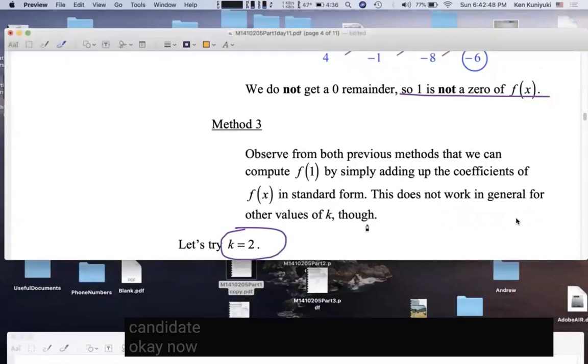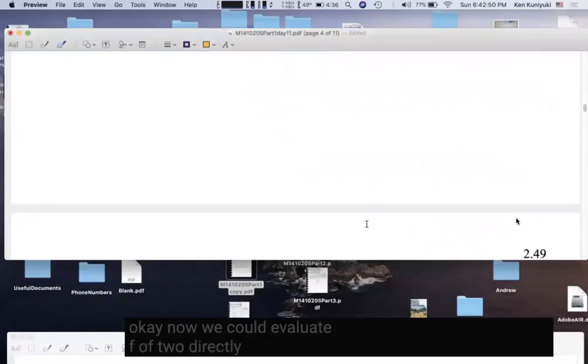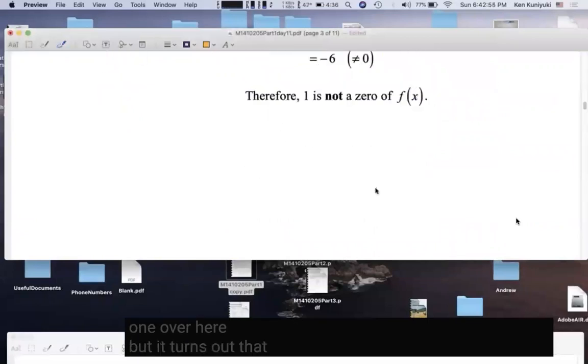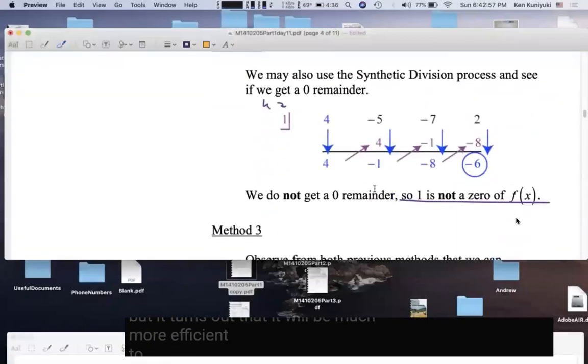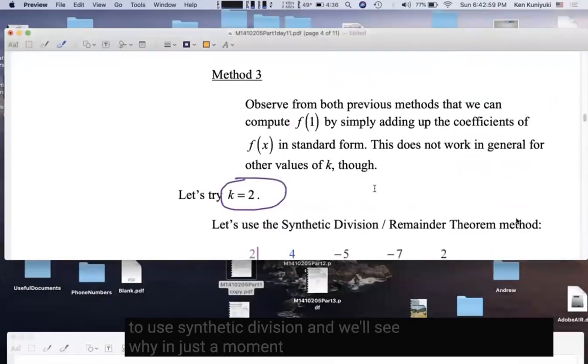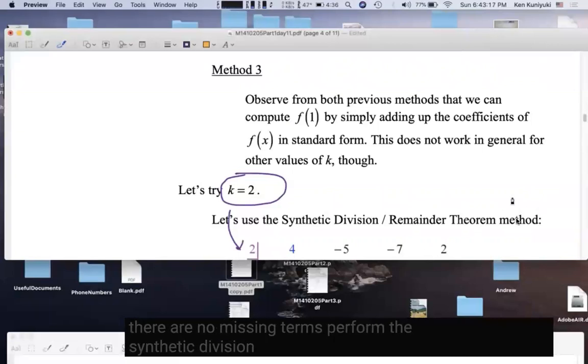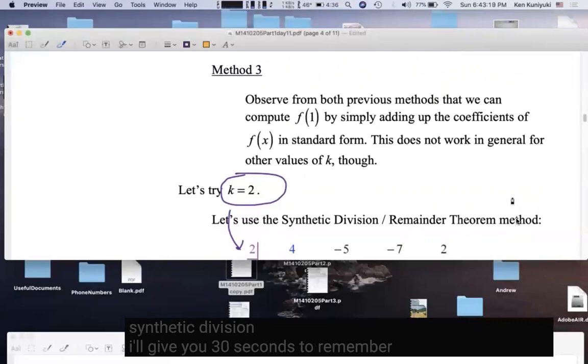Now we could evaluate f of 2 directly, like we did for f of 1 over here, but it turns out that it will be much more efficient to use synthetic division, and we'll see why in just a moment. In fact, we've done this before, but here we have 2 in the dunk tank. That's our value for k. Here are the coefficients based on descending powers. There were no missing terms. Perform the synthetic division. I'll give you 30 seconds to remember this.